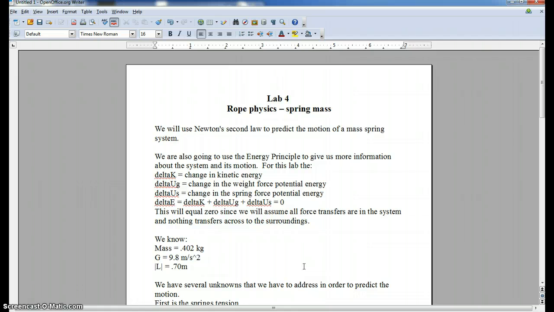The energy principle, as we can see here, will be our change in kinetic energy plus our change in weight force potential energy plus our change in spring force potential energy. All of this will equal 0 since we're going to assume that all force transfers are within the system and nothing transfers across the surroundings, and things like air drag are negligible. These are our known constants here.